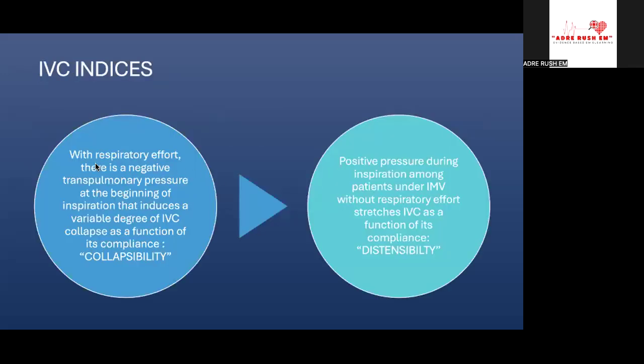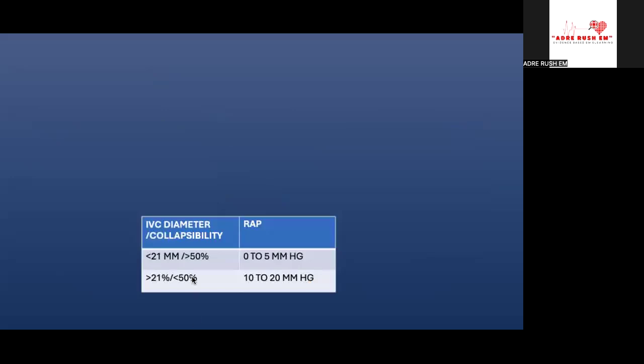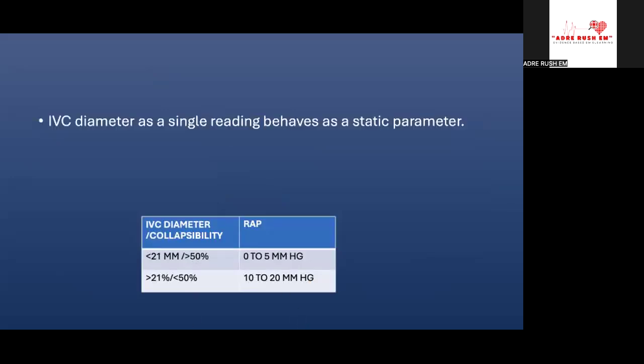So, when there is respiratory effort, there is negative transpulmonary pressure at the beginning of inspiration. Thereby, it induces a variable degree of IVC collapse. In a non-intubated patient, the tendency is the IVC will collapse because it's a negative pressure, whereas in positive pressure, the IVC distends. So you have IVC collapsibility index and IVC distensibility index.